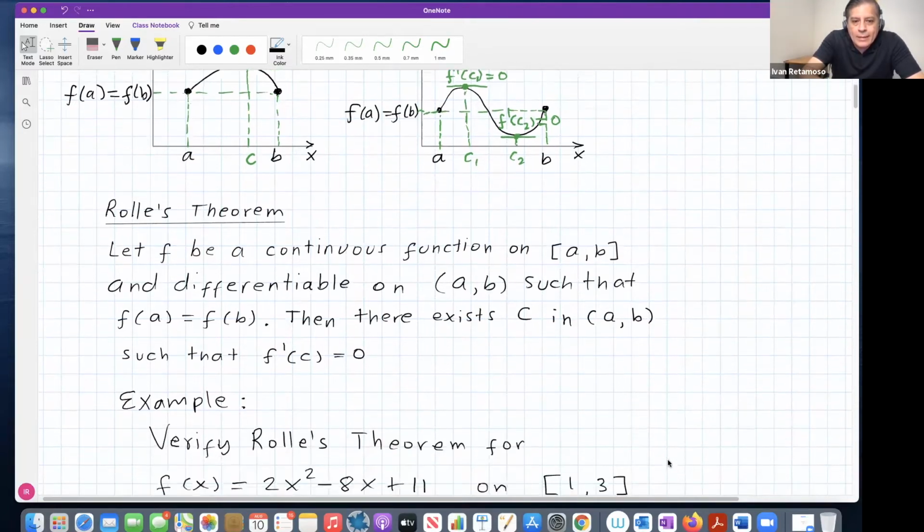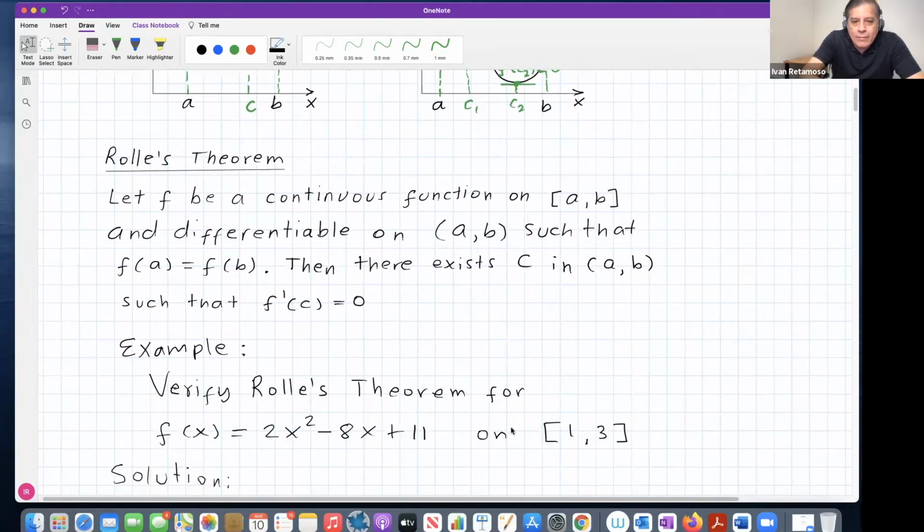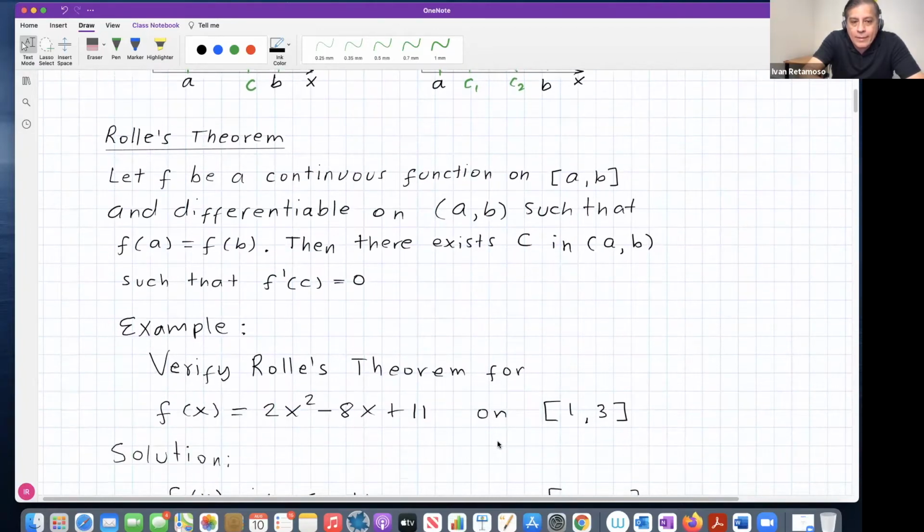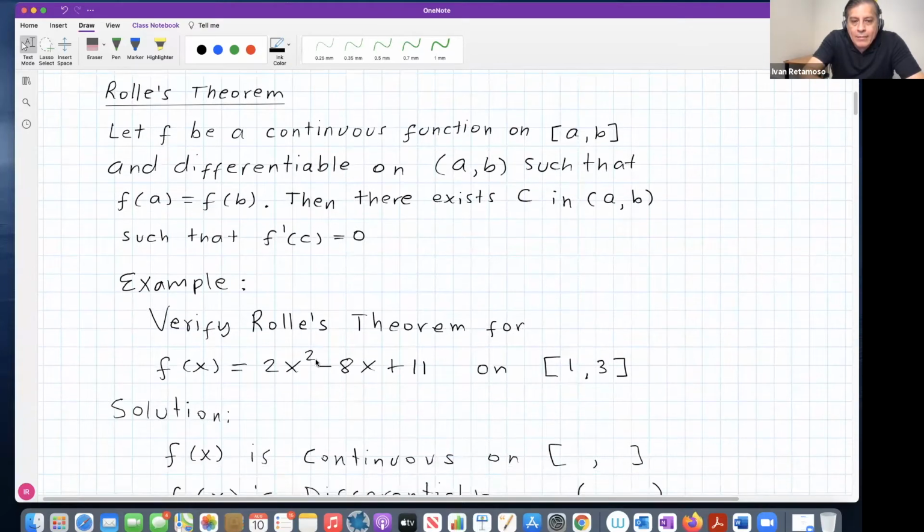one exercise related to Rolle's theorem is to verify Rolle's theorem, right? So let's do it together. Verify Rolle's theorem for f of x equal to x squared minus 8x plus 11 on this interval [1, 3].